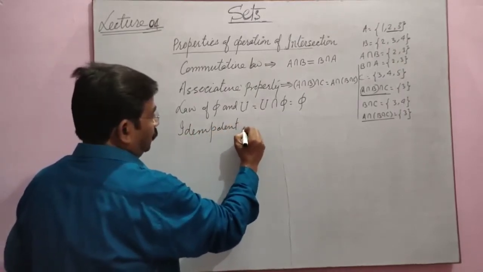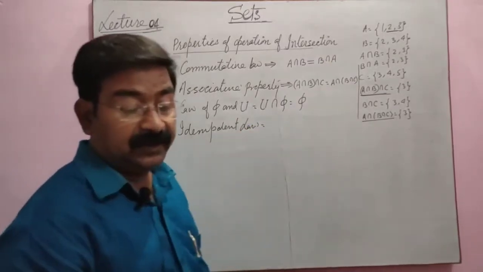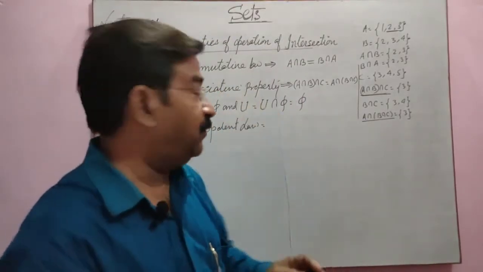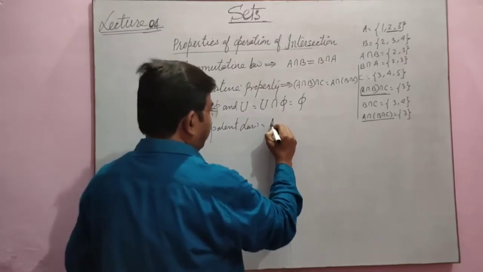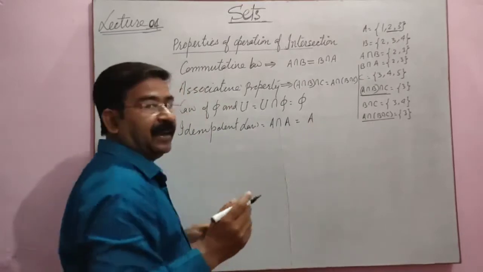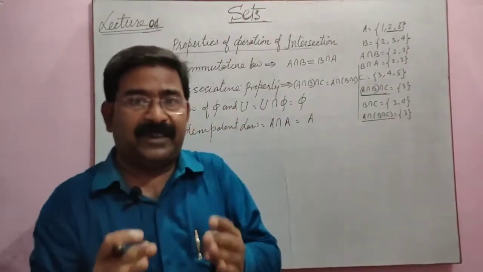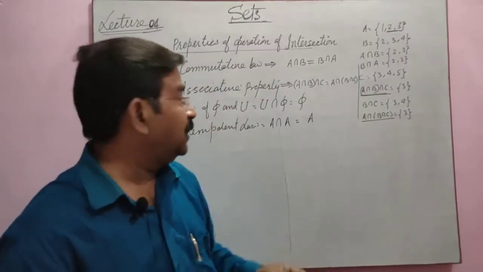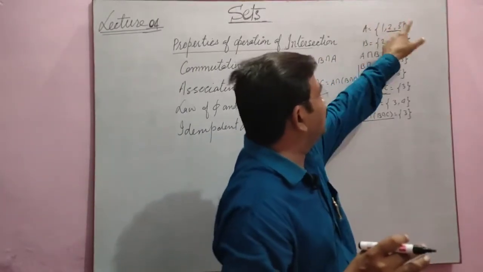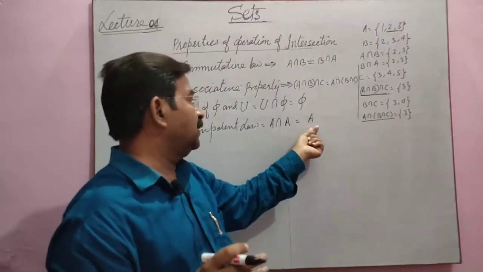Now one more law, just as I told you, the idempotent law. What is this? This is the intersection of a set with itself. If we find A intersection A, it is the same A, as you got in the case of union. If you find the union of the same sets, you get the same result. Here also, the intersection of a set with itself gives the same set.